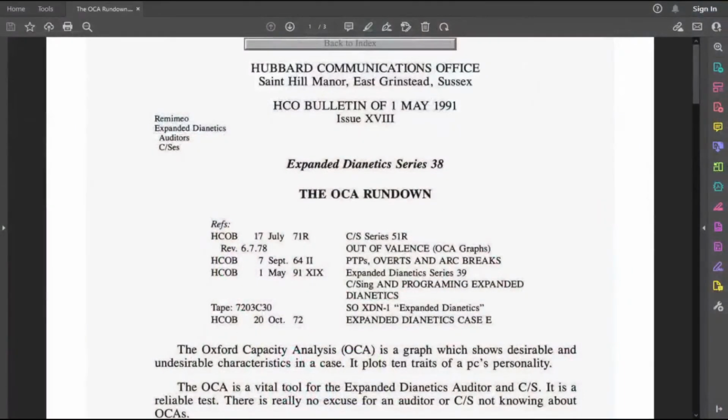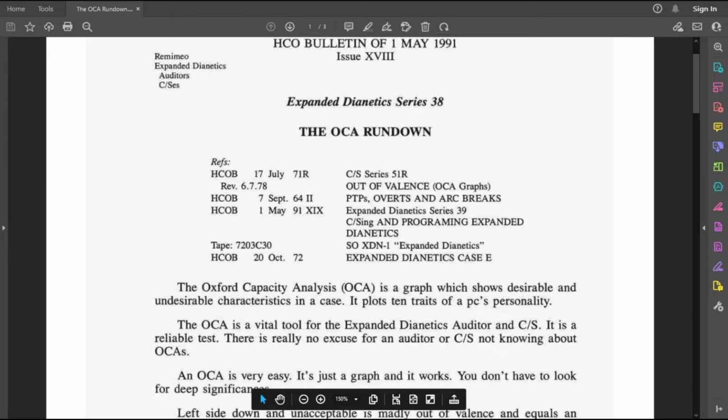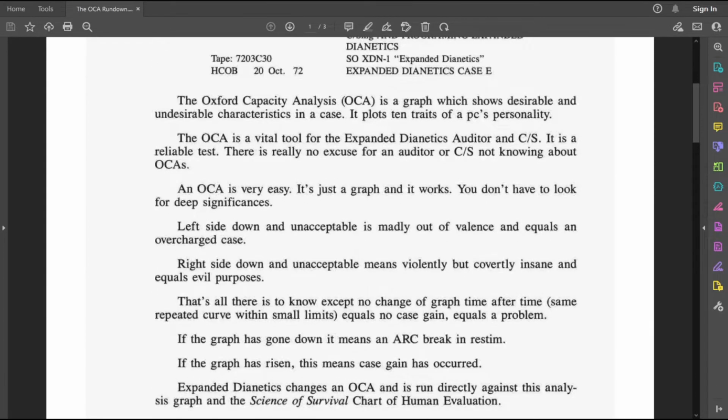So without further ado, let us dive into the HCO Bulletin of the 1st of May, 1991. So this was after Hubbard died, issue 18. It's from Expanded Dianetics, number 38, and it is the OCA Rundown. It references several previous HCO bulletins, and let's get started.